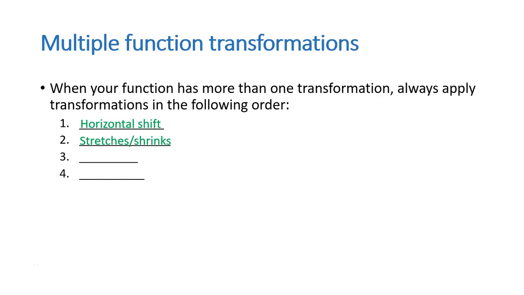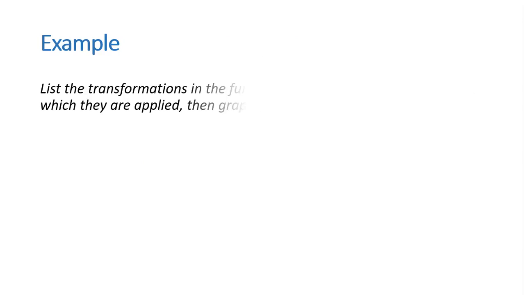So if there's any number multiplied by our function or by our input, we apply it after looking for a horizontal shift. Next, any type of reflections we have. Again, it's unlikely that you'll have both a vertical and a horizontal reflection, but if you do, order doesn't matter in that case. They just both have to be applied after our horizontal shift and after our stretches and shrinks. And then finally, if we have a vertical shift, that's always the final transformation we apply after looking for our other three cases. So let's try an example.